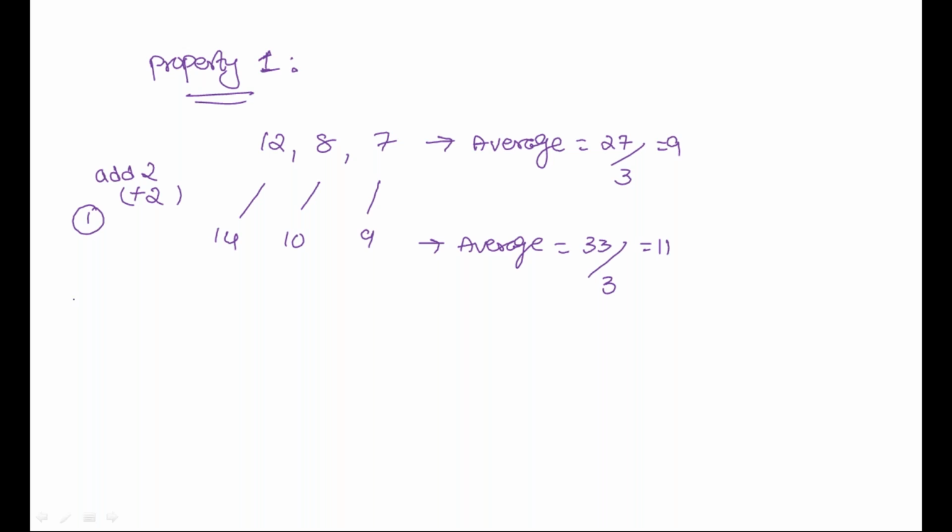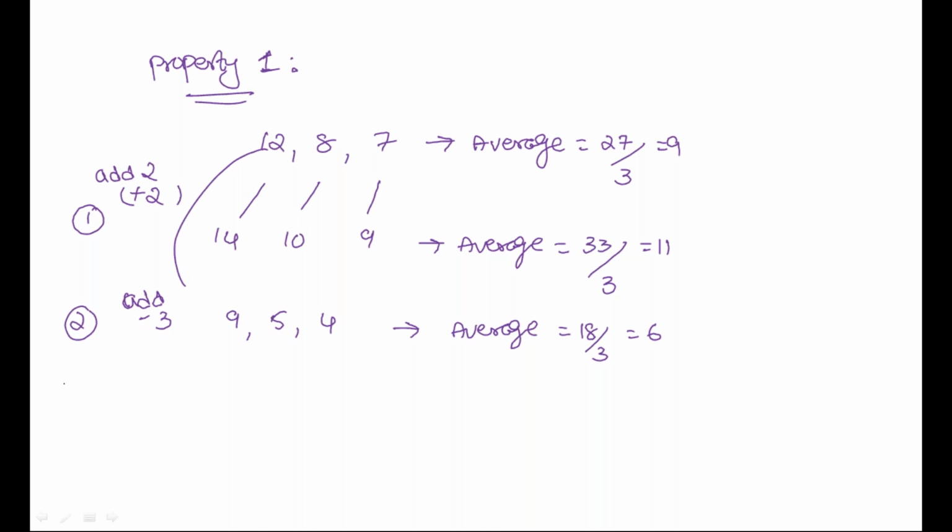Okay, just stick on for a while. Now, if you subtract 3 from every number, it will become 9, 5, and 4. If you perform the average, we get 18. The number of items is 3. 18 divided by 3 is 6.